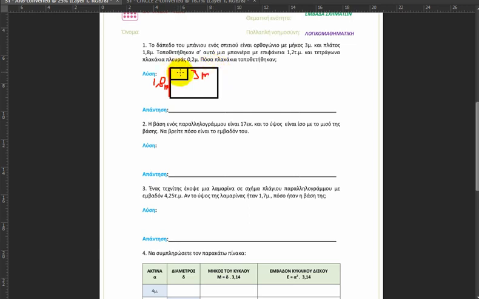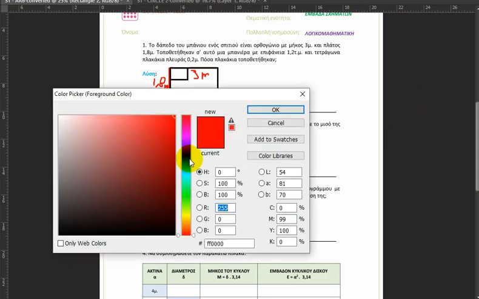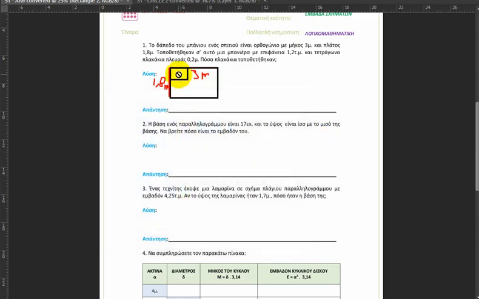But this thing, let's use another color, let's use a blue. This is the bathtub, okay? And the bathtub has a total area of 1.8.